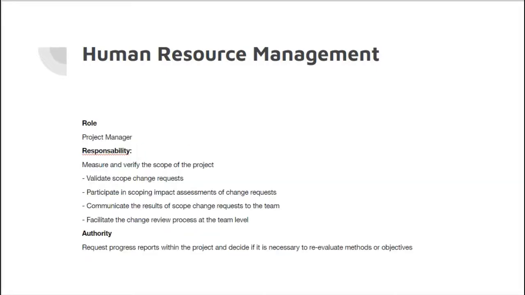The second role is the project manager. His responsibilities are to measure and verify the scope of the project, validate the scope change request, participate in scope impact assignments of change requests, communicate the results of scope change requests to the team, and facilitate the change review process at the team. Authority: requests progress reports within the project and decides if it is necessary to re-evaluate methods and or objectives.